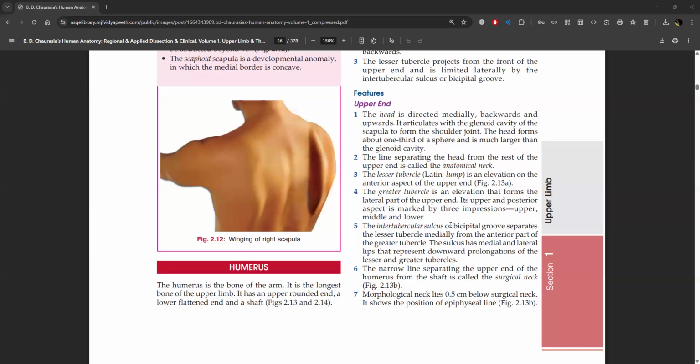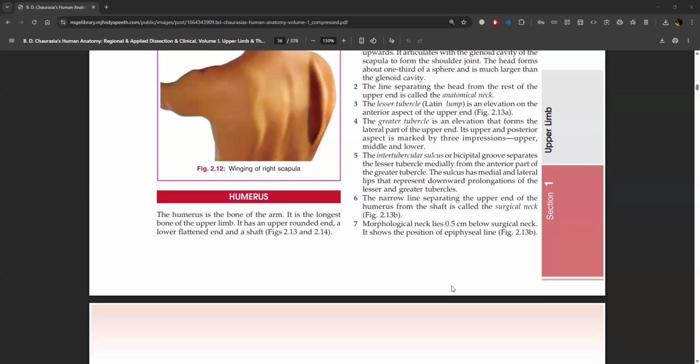Number 4. The greater tubercle is an elevation that forms the lateral part of the upper end. Its upper and posterior aspect is marked by 3 impressions: upper, middle, and lower. Number 5. The intertubercular sulcus or bicipital groove separates the lesser tubercle medially from the anterior part of the greater tubercle. The sulcus has medial and lateral lips that represent downward prolongations of the lesser and greater tubercles.